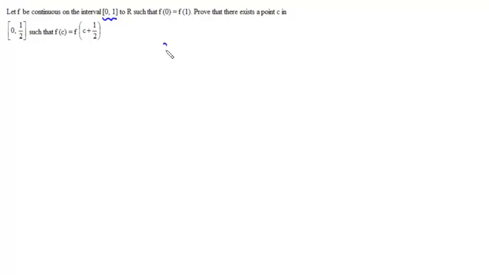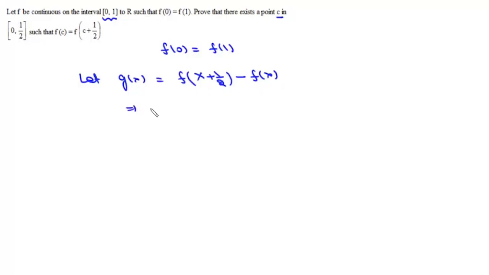and it is given that f(0) equals f(1). Then prove that there exists a point c in 0 to 1 by 2 such that f(c) equals f(c plus 1 by 2). Now what we'll do is, we'll let a function say g(x) which is f(x plus 1 by 2) minus f(x). Now since f is continuous, f(x plus 1 by 2) minus f(x) will be a continuous function. So from here we can say this g(x) is a continuous function.